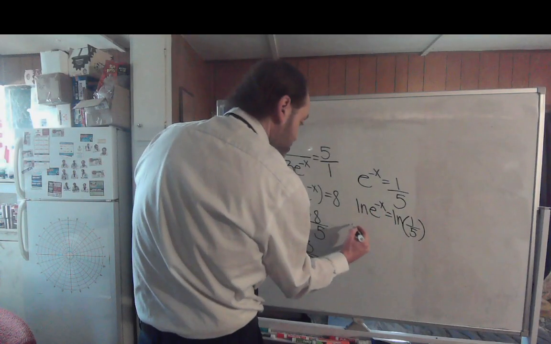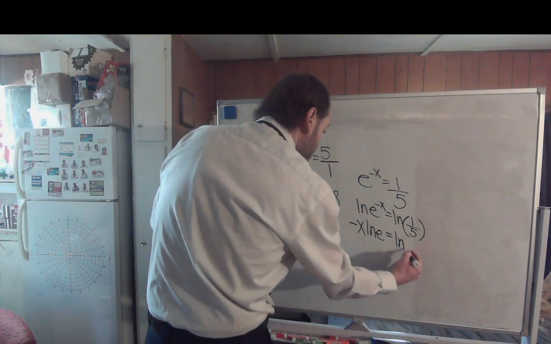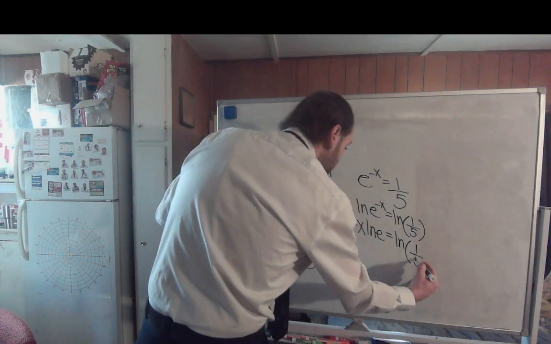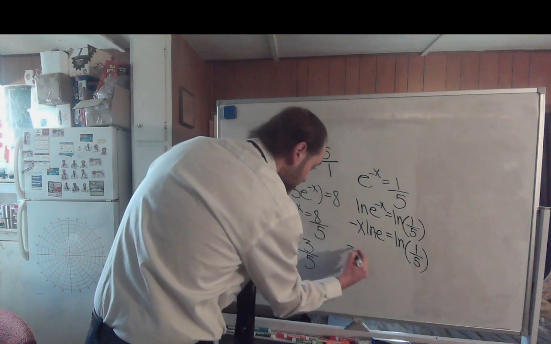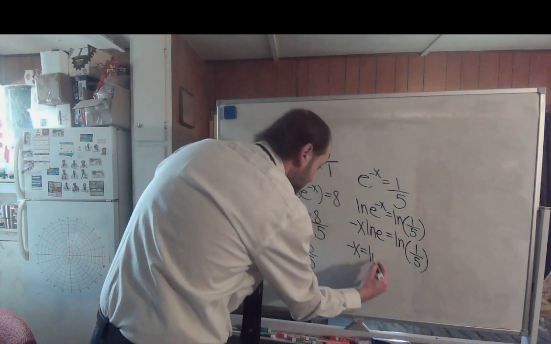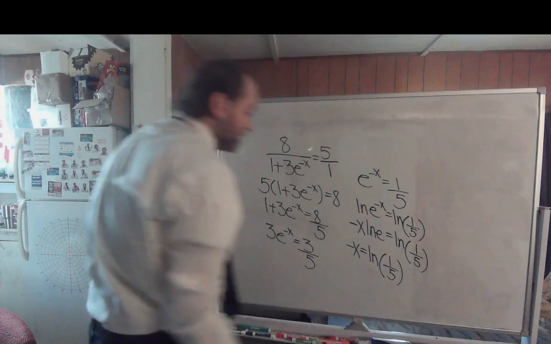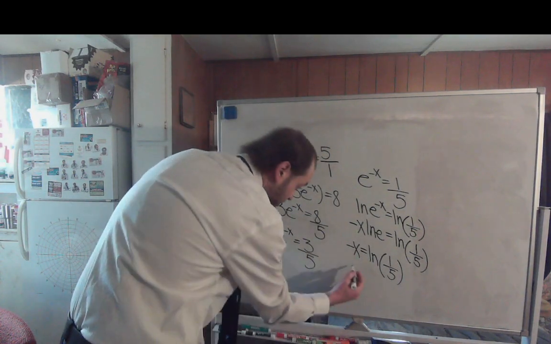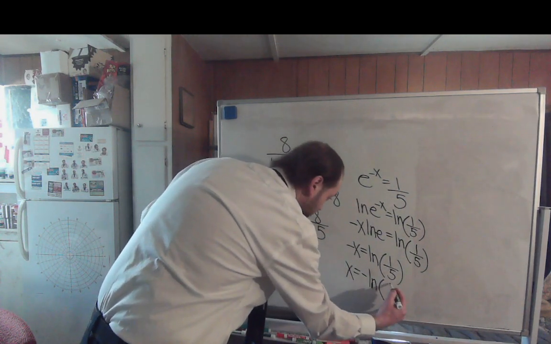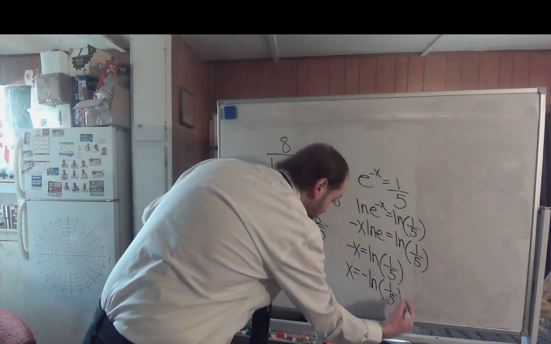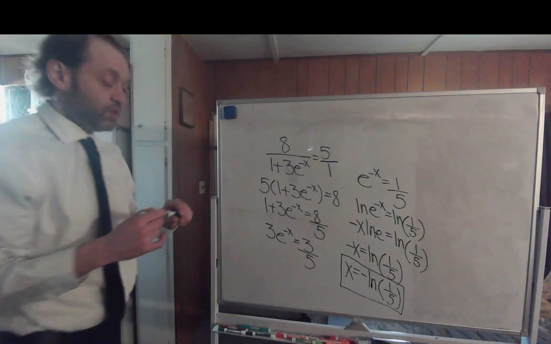So the left side, you have a power rule. Negative x times the ln of e equals the natural log of 1/5. Natural log of e is 1, so that would give you negative x equals the natural log of 1/5. So then you would end up getting x equals negative of the natural log of 1/5. And that would be your answer.